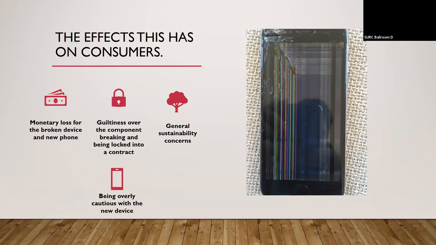There are also general sustainability concerns. Smartphones are very bad for the environment, as is all technology in general. But smartphones are one of the things that we replace the most frequently. It also is the most costly to the environment itself. And then finally, for the next device, people are usually overly cautious, which leads to more monetary loss, which we'll talk about next slide.